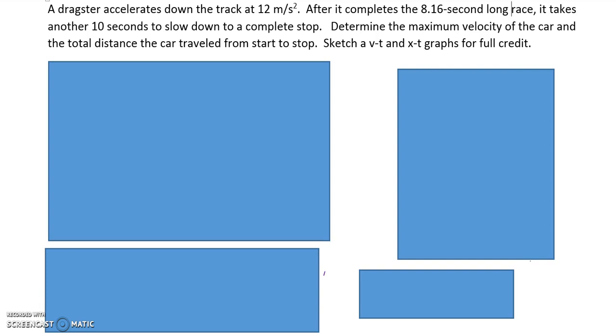A dragster accelerates down the track at 12 meters per second squared. After it completes the 8.16 second long race, it takes another 10 seconds to slow down to a complete stop. Your job is to determine the max velocity of the car and the total distance it traveled all the way from start to stop. And again, you've got to sketch a VT and XT graph if you want full credit.